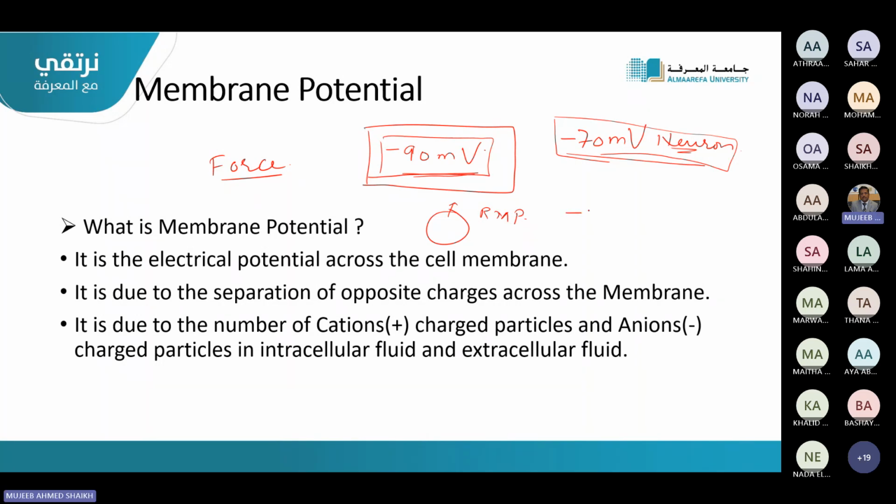It ranges between minus 90 to minus 70. Here, minus 70 is only in neurons, whereas minus 90 is in other types of cells, maybe RBC, maybe skin cell, maybe epithelial cells. All these cells, or muscle cells, will show you minus 90, but the neurons will show minus 70 millivolt at rest. This is called resting membrane potential.